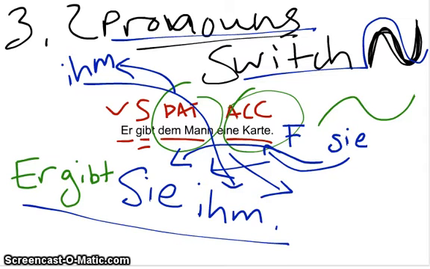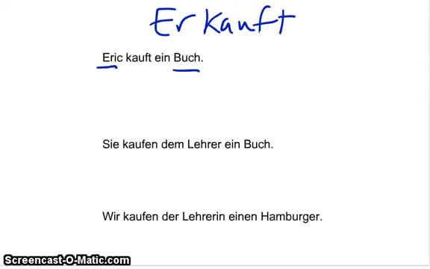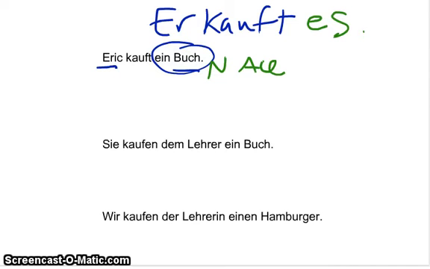Let's just look at a few other quick examples. So let's look at these sentences. Eric kauft ein Buch. Let's go ahead and replace all the nouns with pronouns. So instead of Eric buys a book, we want to say he buys a book. Er kauft. So we need to figure out what is it for book. Book's gender is neuter. So neuter, accusative, er kauft es. He buys it.